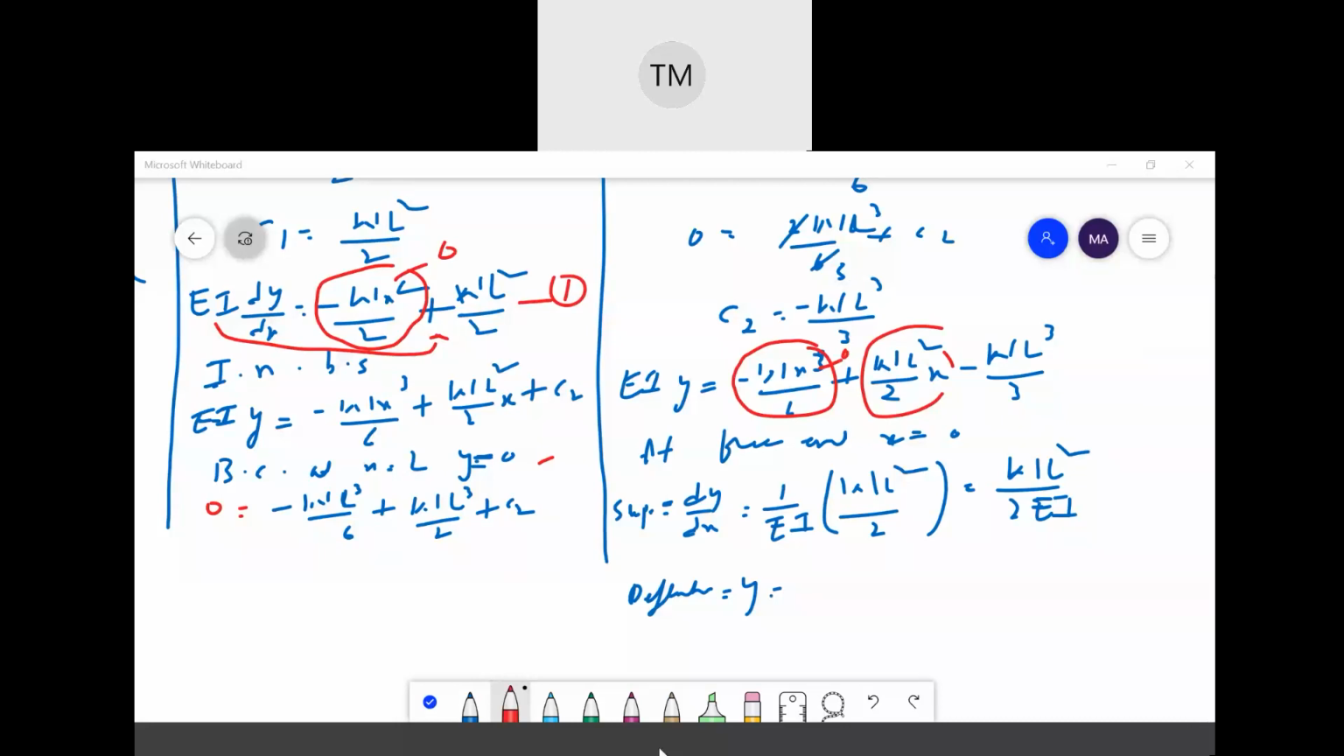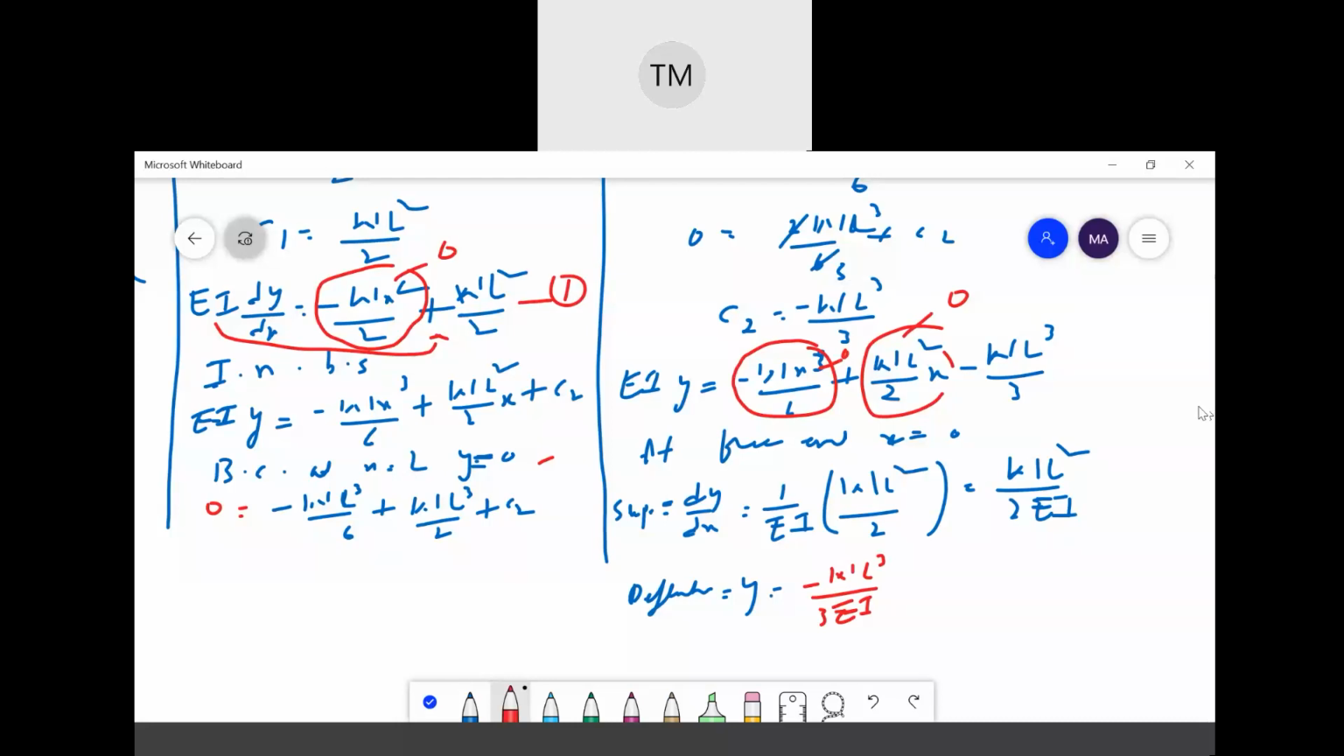When you substitute here, what happens? It will be minus WL cube by 3EI will be your deflection. Understand? This term will become 0, this term will become 0. The remaining term is minus WL cube by 3EI. Is it clear? That is the standard formula. Whenever you have a cantilever with a single point load at a free end, directly you can substitute this formula to calculate the slope and deflection. Is it clear?